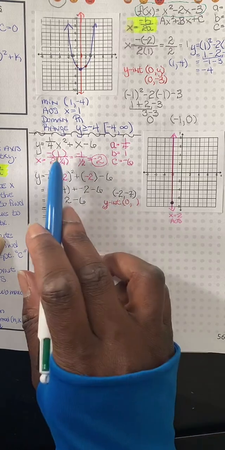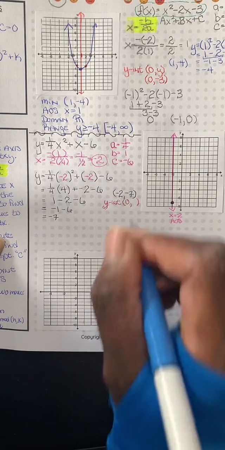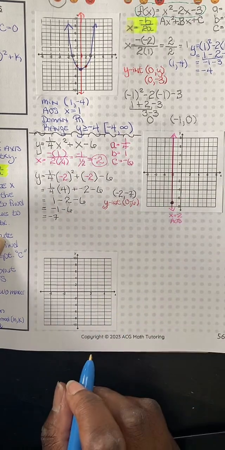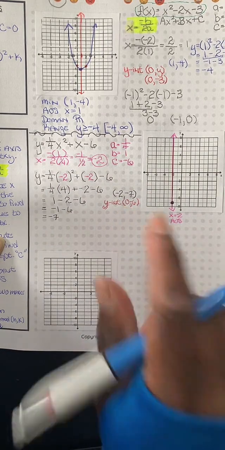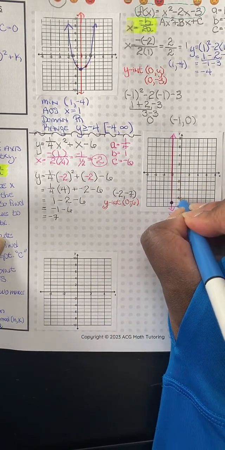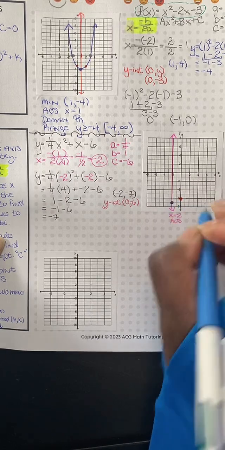So our y-intercept is basically our c value with the sign for the y-intercept. So it does give me a -6. So our y-intercept is at 0, -6. So we're looking at this point right here.